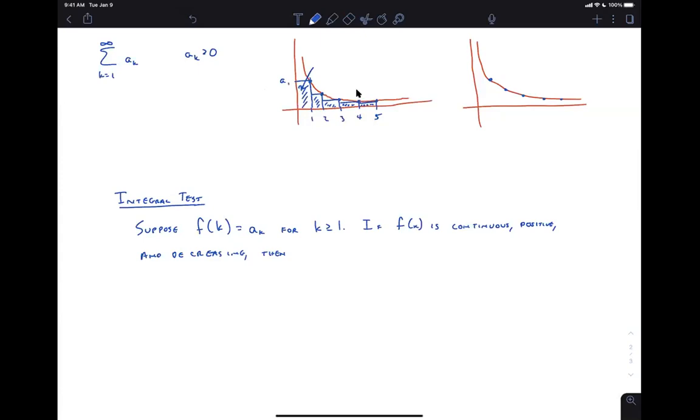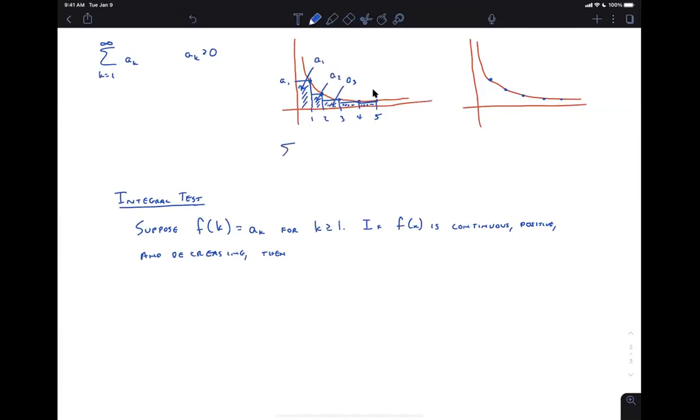What do you guys think? It's just a_1 times 1. Yeah, it's a_1 times 1, so it's just a_1. And then the area of this rectangle is a_2, and the area of this rectangle is a_3, and so on. Does everybody see that? Everybody good? Okay, and so this is a convincing picture that this inequality is true.